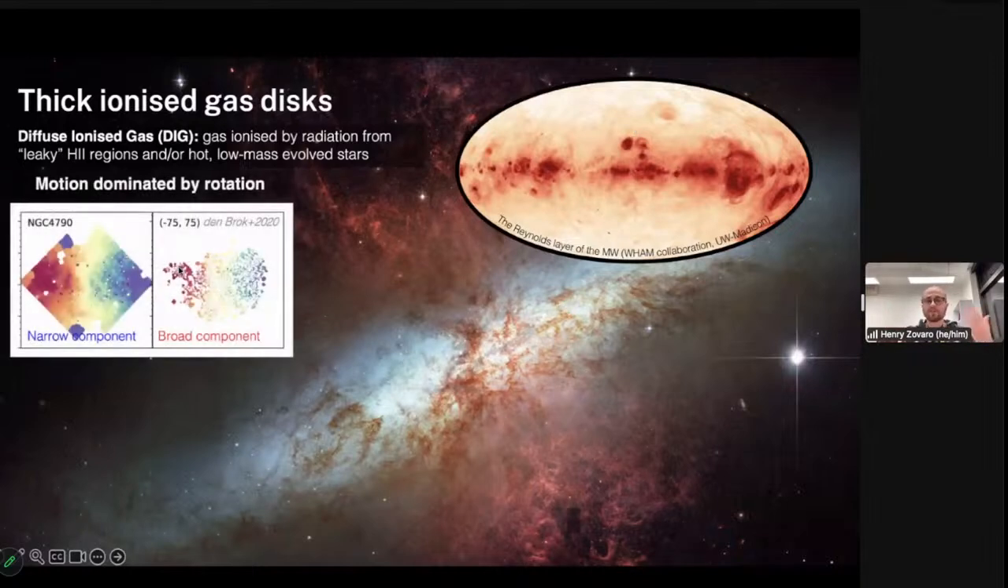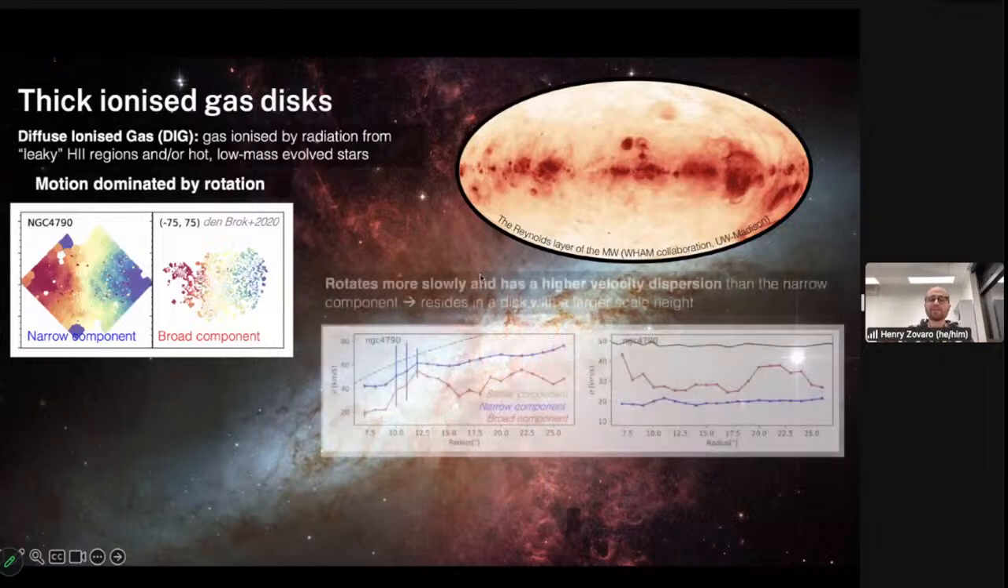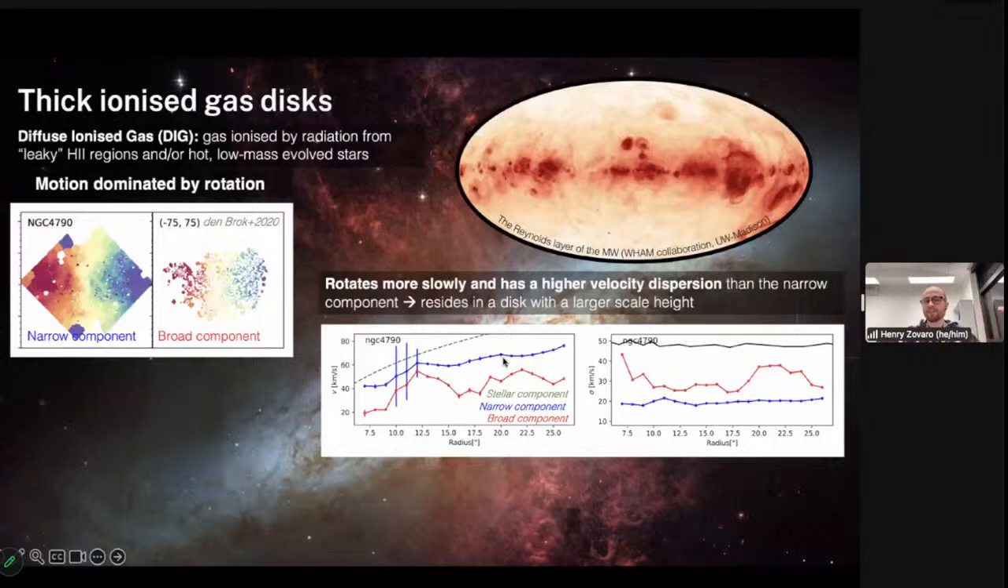Recent studies have shown that in other galaxies, the diffuse ionized gas has motion that's dominated by rotation. If you map out the rotation curve of the DIG separately to that of the thin disk, you find that it rotates more slowly and has a higher velocity dispersion than the narrow component, which tells us that it resides in a disk with a larger scale height.